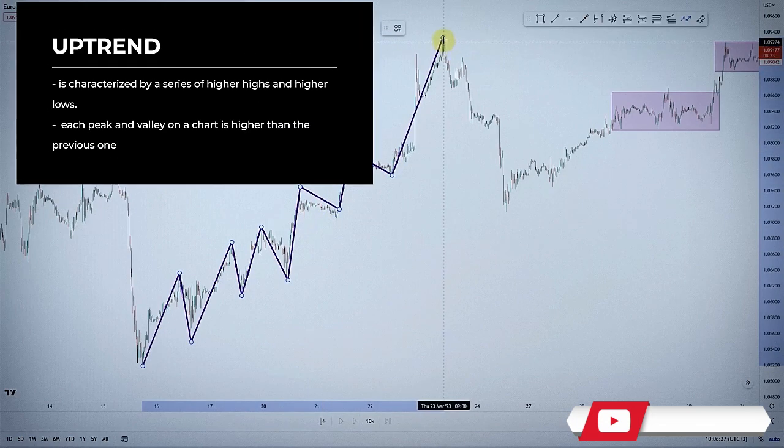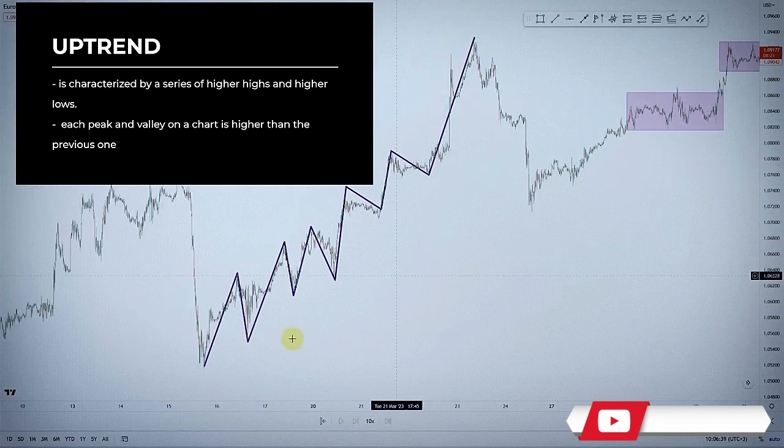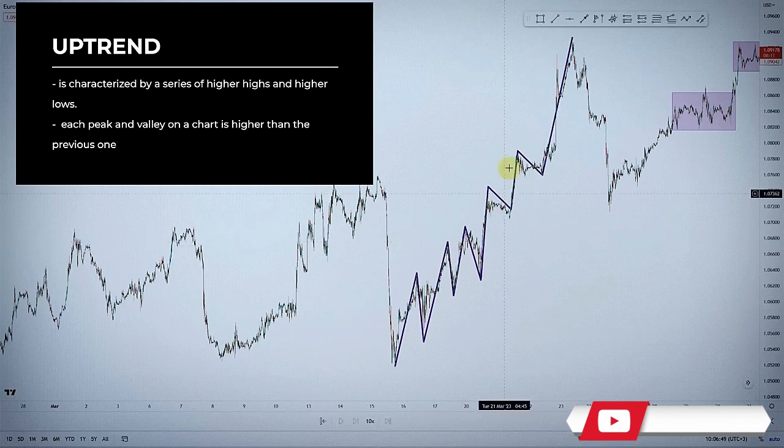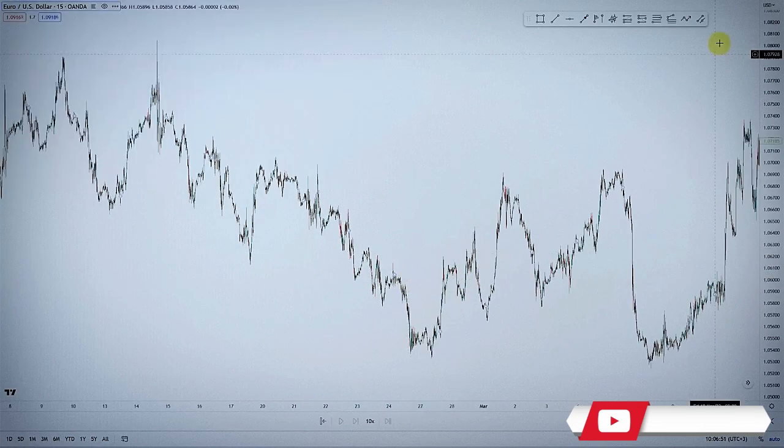An uptrend is characterized by a series of higher highs and higher lows. This means that each peak and valley on a chart is higher than the previous one, indicating that buyers are in control of the market.